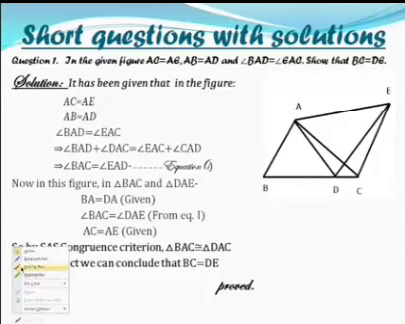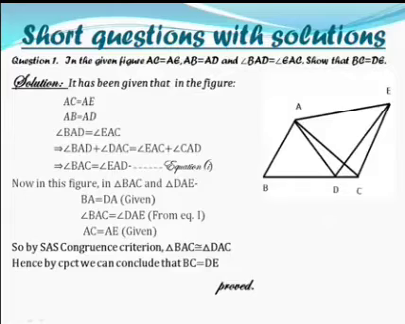For the solution, firstly, we shall mention what facts have been given to us. So AC is equal to AE. It means that this side AC is equal to AE, AB is equal to this side AD, and angle BAD is equal to angle EAC. It means that this angle BAD is equal to this angle CAE.